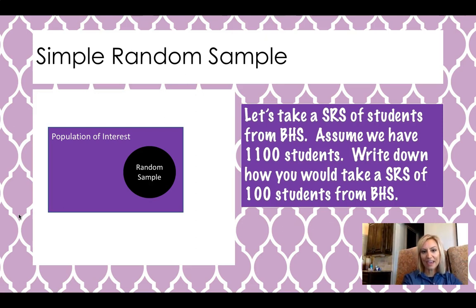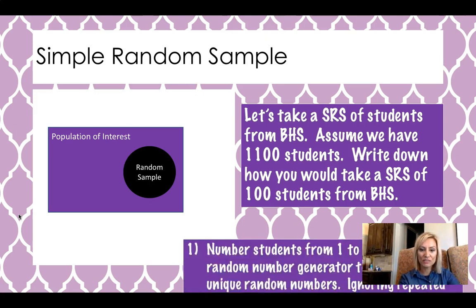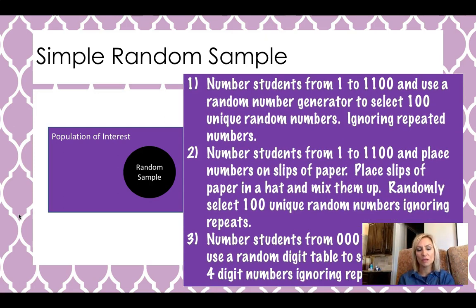All right, hopefully you're back and you've got an answer. There's a few ways that we could do this. I'm going to give you 3 examples. The first example that you could have said is that you could have used a random number generator. In this case, we would number our students from 1 to 1,100. We'd use a random number generator to select 100 unique random numbers, ignoring repeated numbers. That way, we've chosen a simple random sample using some technology.